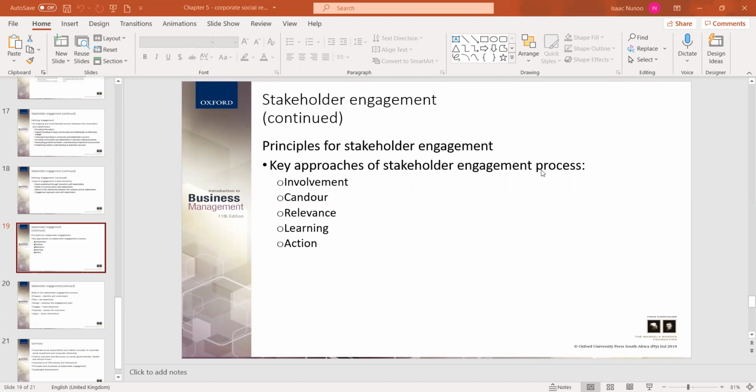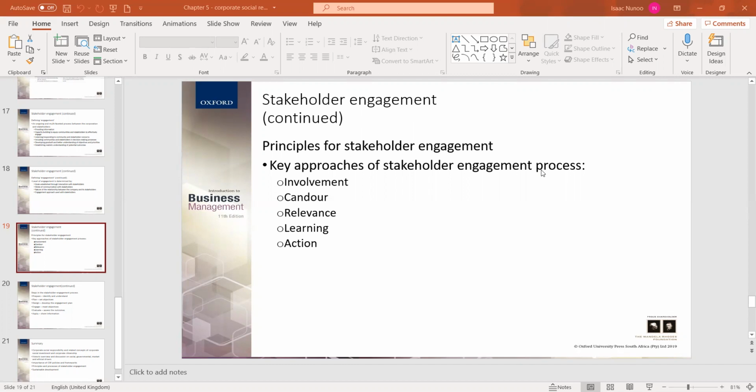Now, we are going to look at key approaches of stakeholder engagement. These are five key approaches that we, as a company, should always look out for when we are engaging people. The first is involvement. Here, we should be able to welcome all parties, everybody who is an interested party in the business.